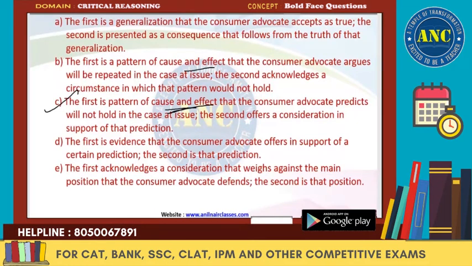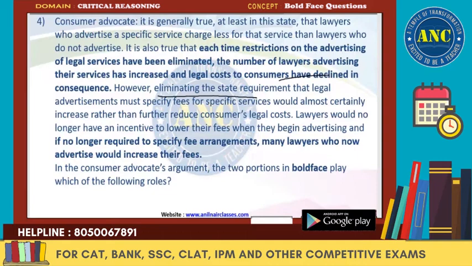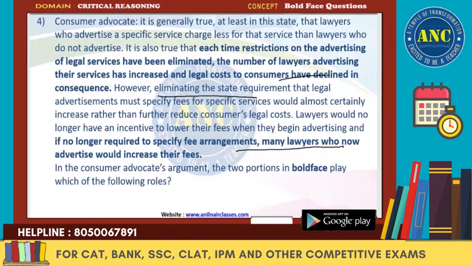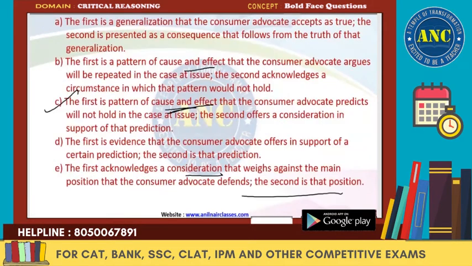Option E: the first acknowledges a consideration that weighs against the main position that the consumer advocate defends. The second is that position. Now, while the role of the first boldface portion is correctly described here in option E, the second one has not been. Why? Because the position that the advocate is defending is not the second boldface portion, but rather the position has been identified above. Hence option C is the right one.